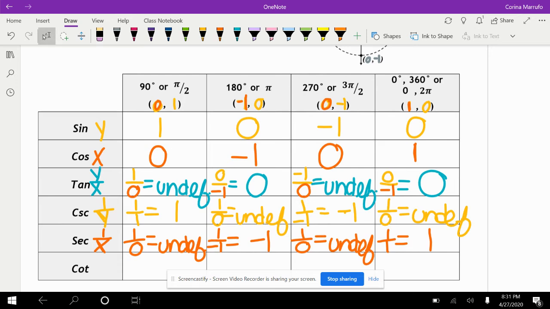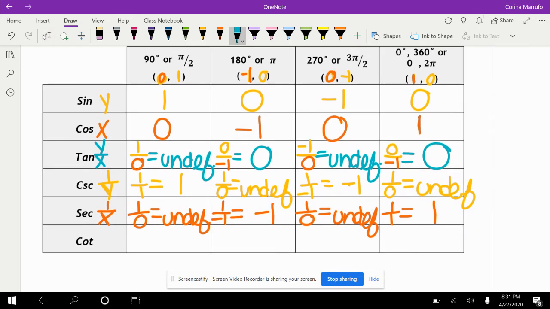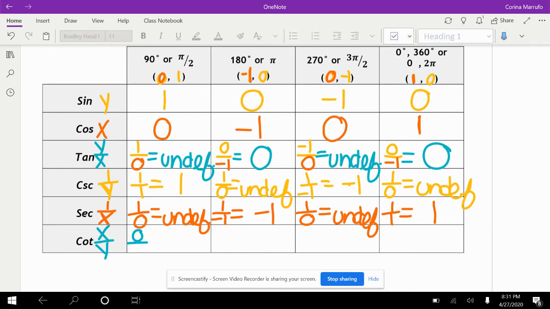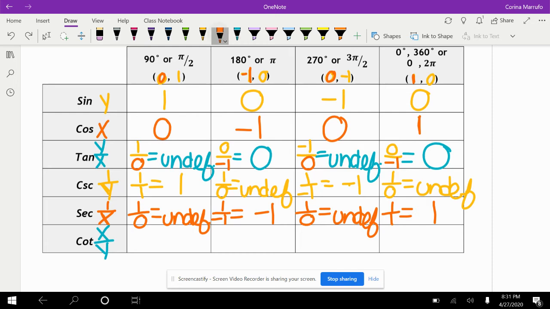Okay, last is cotangent. So cotangent is a reciprocal function to tangent. So instead of doing y over x, we do x divided by y. So at 90 degrees, my point is 0, 1. So we take our x value, which is 0, and divide it by our y value, which is 1. When we do 0 divided by 1, that gives us 0.